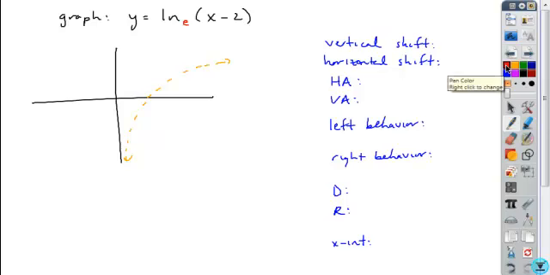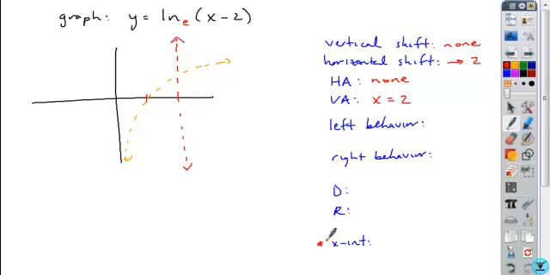Okay, and so let's go through and see what we have. Is there any vertical shift in this graph? No. So none. Is there any horizontal shift? What value of x gives you a 0 inside here? 2. So that goes to the right 2. The horizontal asymptote, since it's a log, there is none. But the vertical asymptote is going to equal the horizontal shift. So we get the equation x equals 2, to the right is plus 2. So there's your vertical asymptote.